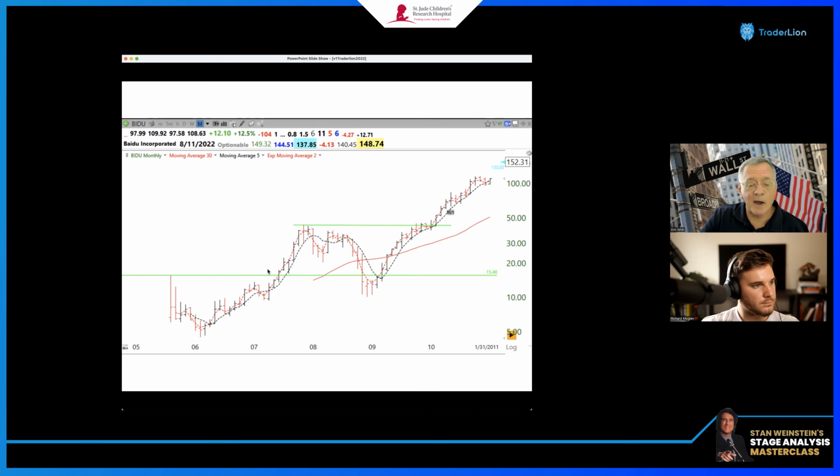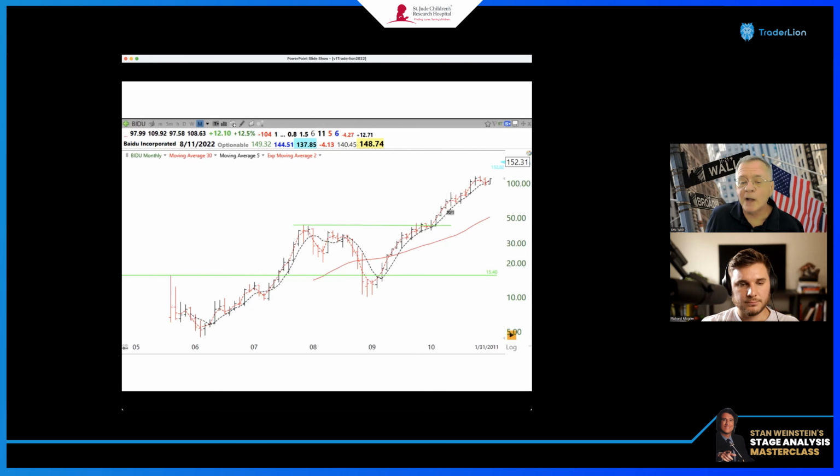Then it came back down, retested the green line, formed a new green line. Here's where you could have bought Baidu and doubled or tripled your money. Where was he buying it? I think he bought it around $20 a share, somewhere in here. So again, if you're a Jim Roppel and you're watching the stock market all the time and you're looking for these bases, you can do this.